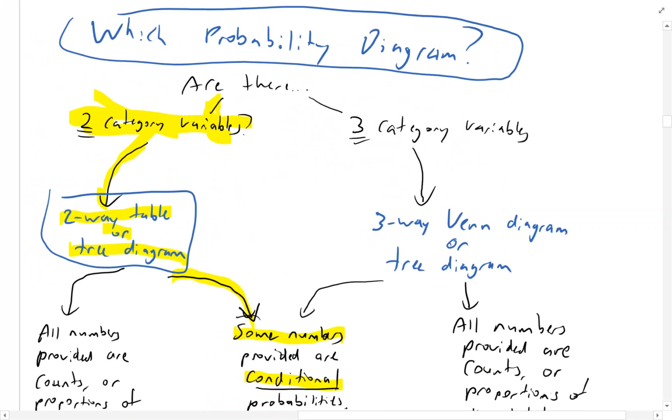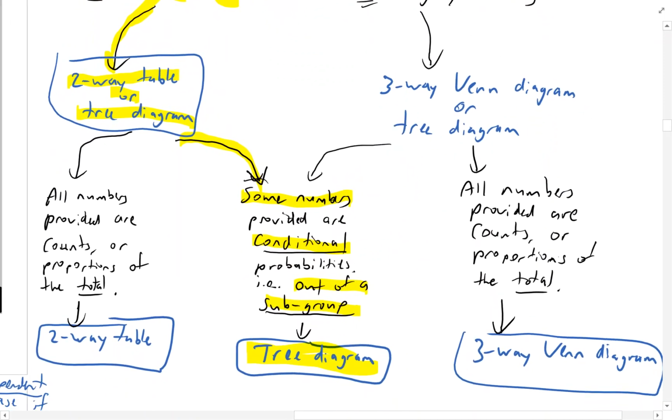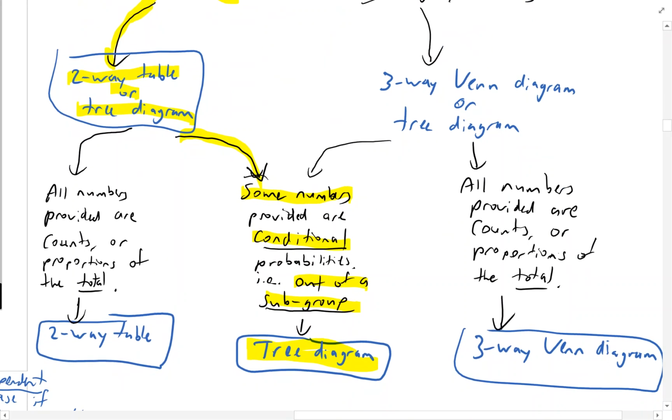If there were 3 category variables, we'd either need to use a 3-way Venn diagram or a tree diagram. With 2 category variables, we're either using a 2-way table or a tree diagram. We can use a 2-way table if all the numbers provided are counts or proportions of the total. However, if some of the numbers provided are conditional ones, that means probabilities out of a subgroup, then we need to use a tree diagram because it's difficult to show them on a 2-way table.